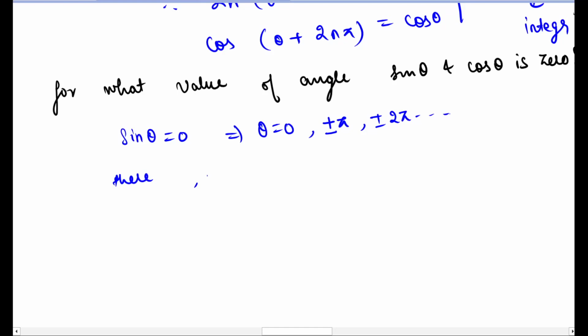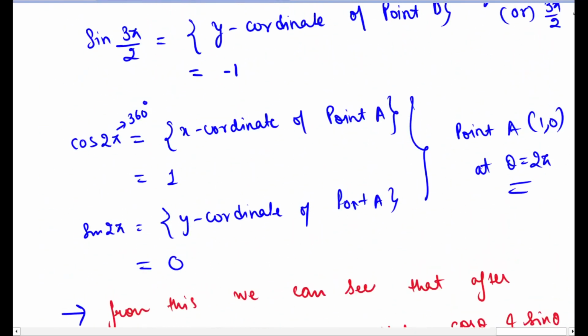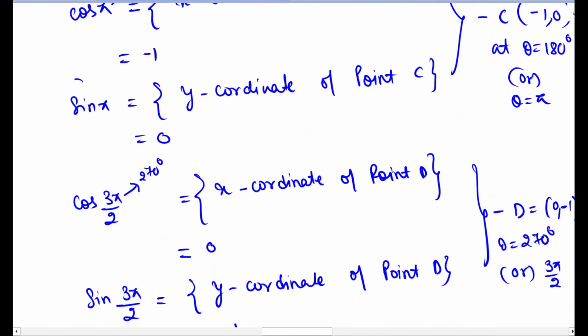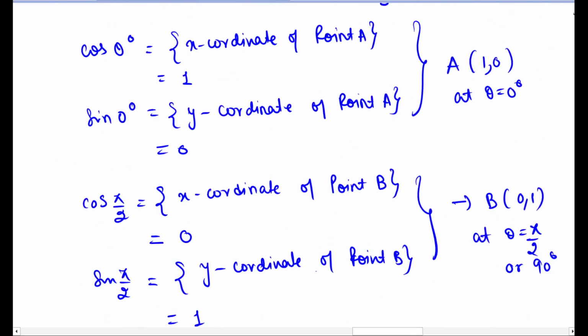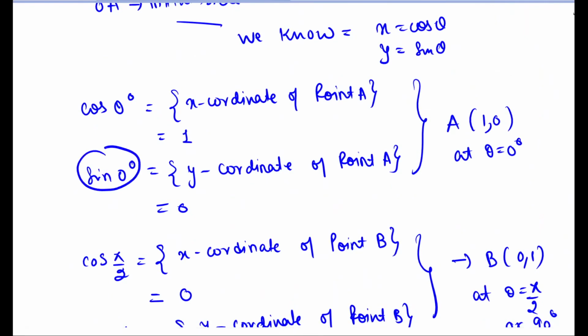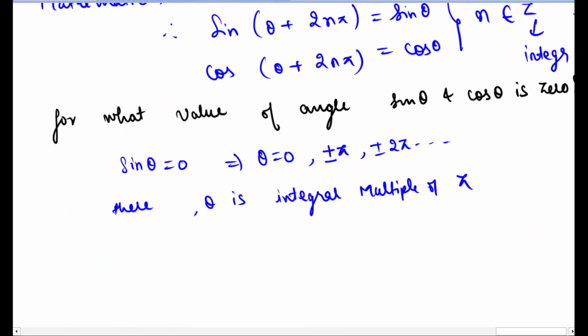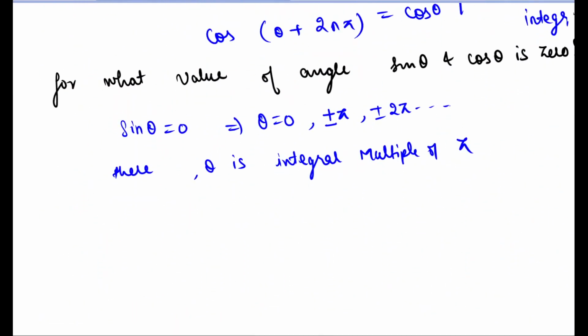Therefore, theta is an integral multiple of pi. So sine theta is 0. So here at 180 degrees, sine theta is 0, and at 0, the sine function is 0. So we can say that when theta is an integral multiple of pi, sine theta is 0.